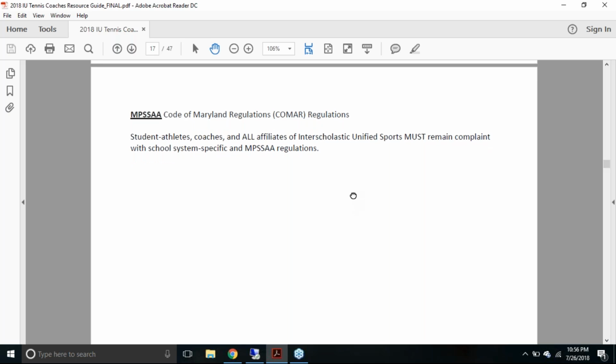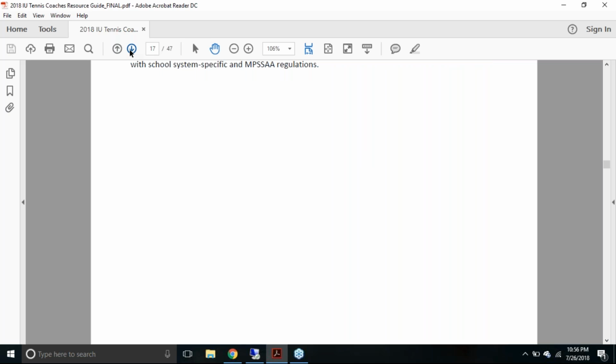The MPSSAA Code of Maryland Regulations: student athletes, coaches, and all affiliates of interscholastic unified sports must remain compliant with school system specific and MPSSAA regulations.